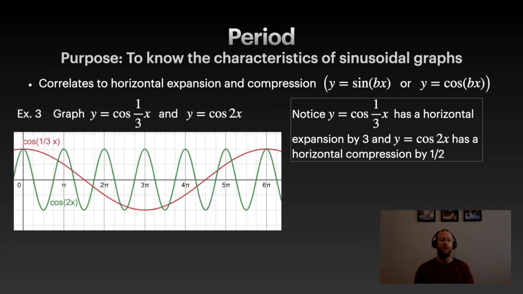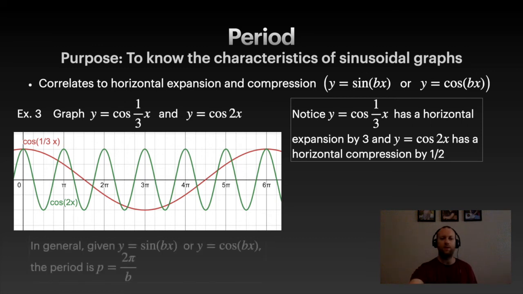So graphing these points, the red line is cos 1/3 x. This is our horizontal expansion by 3. Notice the period is now 6 pi. Originally, for a cosine graph, the period is 2 pi. Now it's 6 pi, meaning we've expanded by 3. The green line is our horizontal compression, and note with that the period is now pi instead of 2 pi, so we've compressed by half. So this is how the b value affects our graphs, expanding and compressing in the horizontal direction.